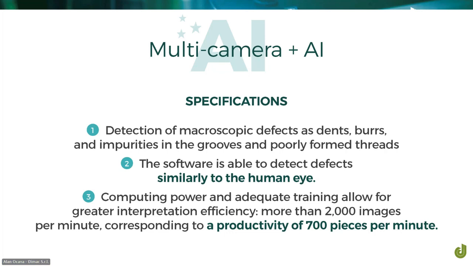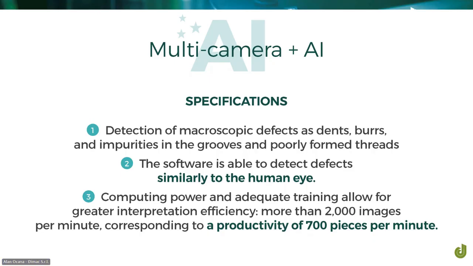So let's break it down. What this system can actually detect. The AI is trained to identify macroscopic defects, things like dents, burrs, impurities, imperfections that are clearly visible to the human eye, but often missed by traditional systems. In fact, the goal here is to simulate human perception, to see what a trained operator would see, but at speeds that no human could ever match.